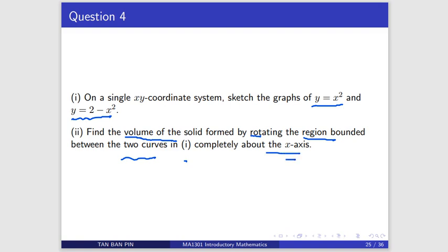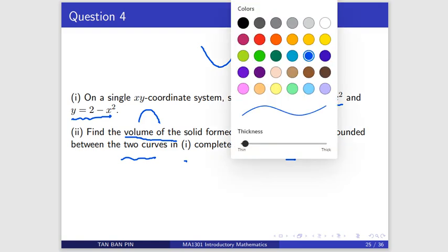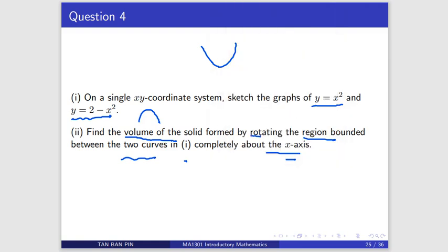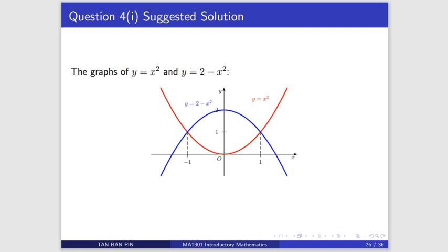Y equals x squared looks like this. Y equals 2 minus x squared is inverted. So if the two curves intersect, then the region will be like this region. So let's look at the graph. You'll find that the two curves, the blue curve and the red curve, meet at -1 and 1.